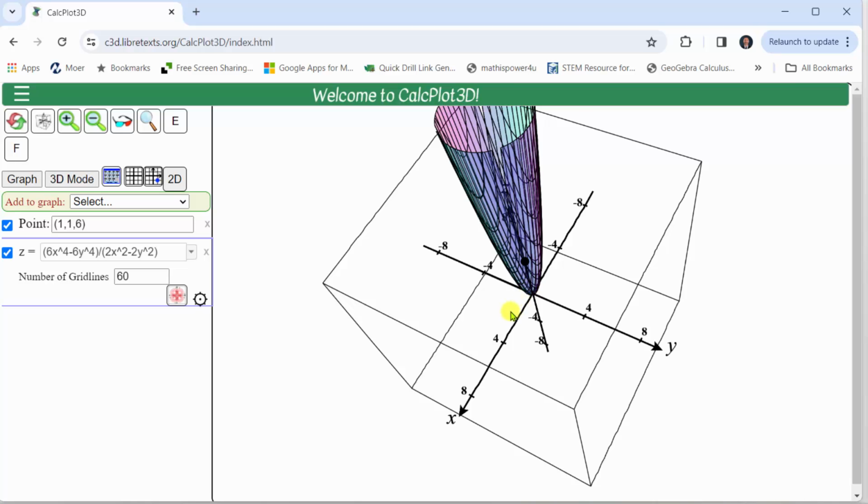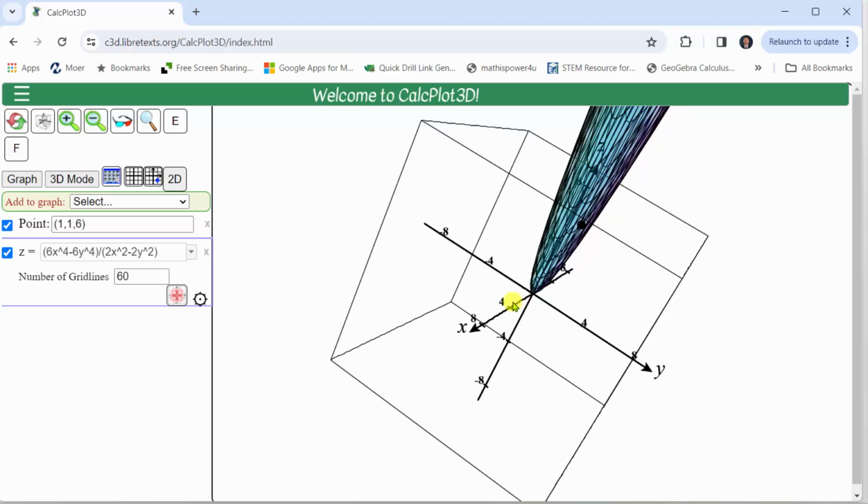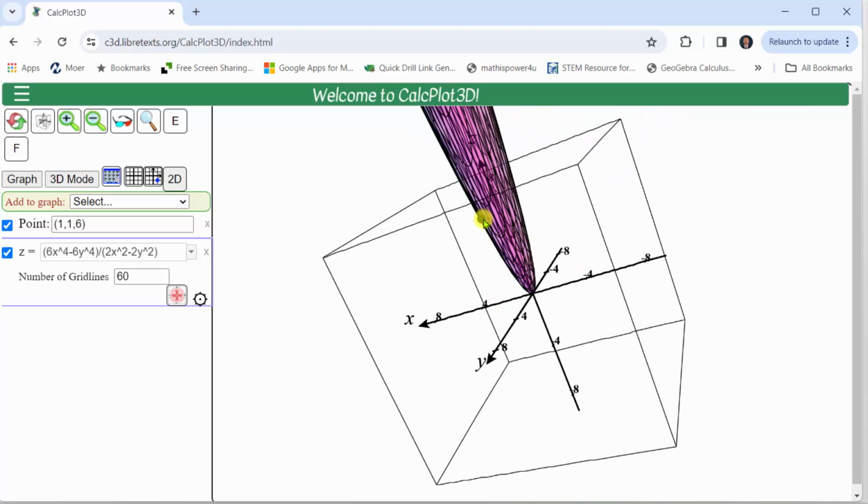limit. So looking at the graph, as x comma y approaches 1 comma 1, we're approaching this black point here. This is the point 1 comma 1 comma 6, which does show as x comma y approaches 1 comma 1, we are approaching the function value or z value of 6.